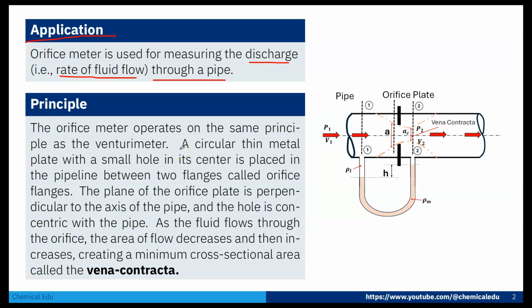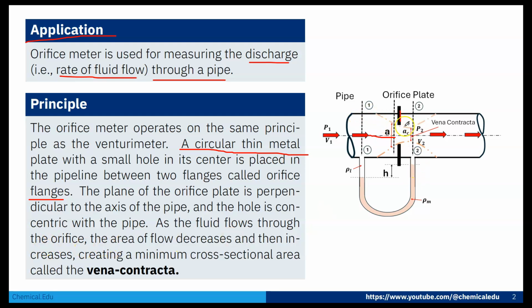An orifice meter is a circular thin metal plate with a small hole in its center that is placed in the pipeline between two flanges called orifice flanges. The plane of the orifice plate is perpendicular to the axis of the pipe and the hole is concentric with the pipe. Here, this is the orifice plate, perpendicular to the axis of the pipe, and it is concentric with the pipe.